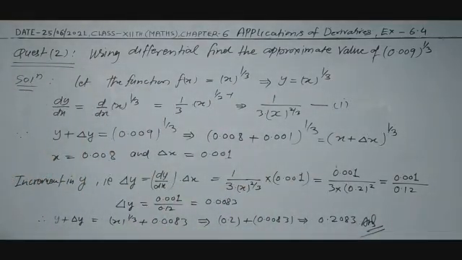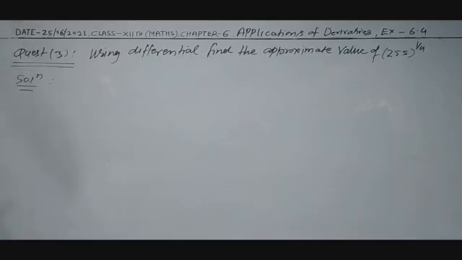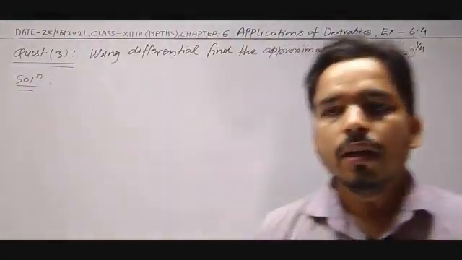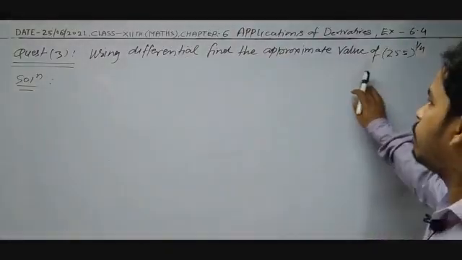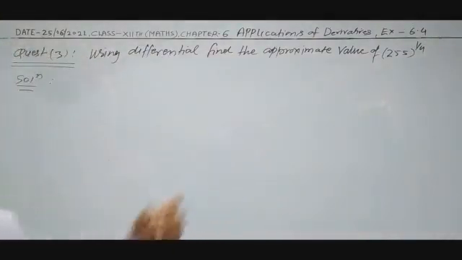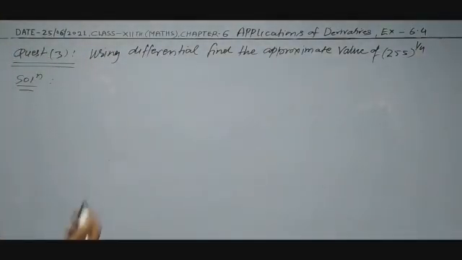Now come to the next question. Question number 3 is: using differential, find the approximate value of 255 to the power 1/4, meaning the fourth root of 255. Using differentials we have to find the approximate value. If it were 256, you could find the fourth root orally, but here it is 255.